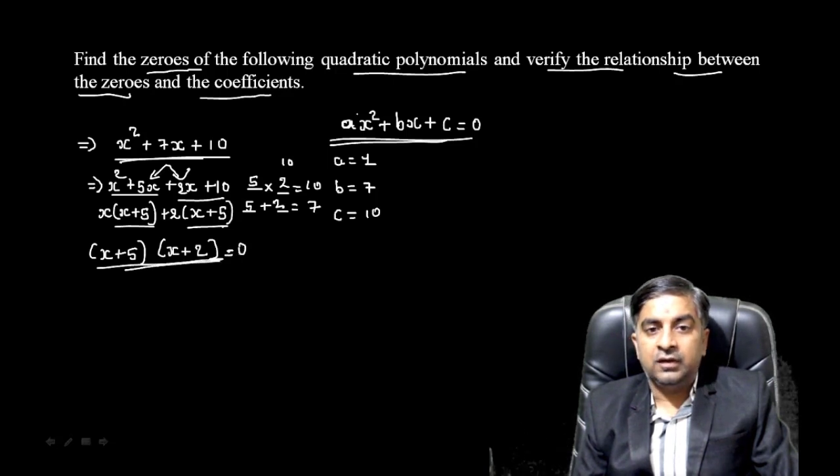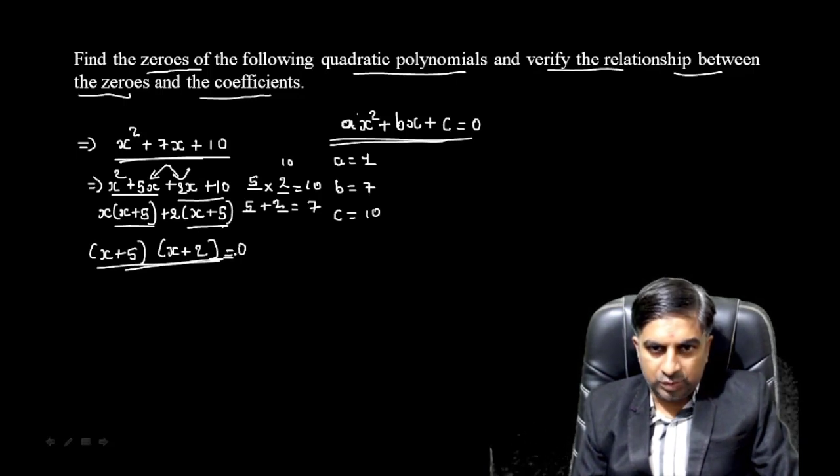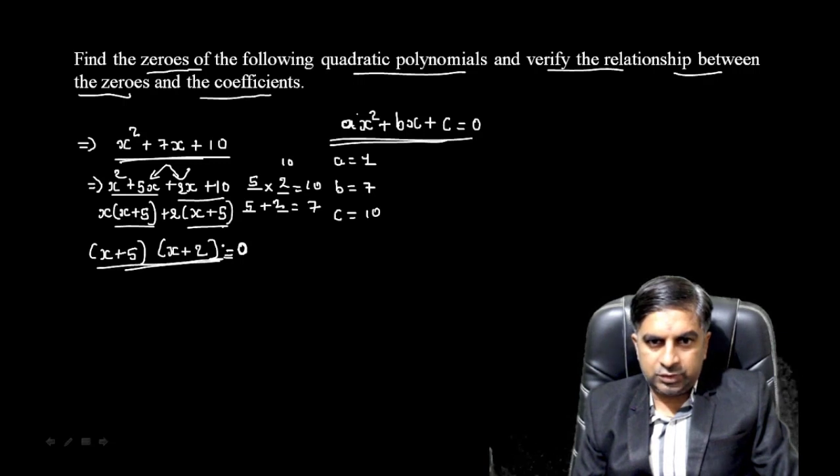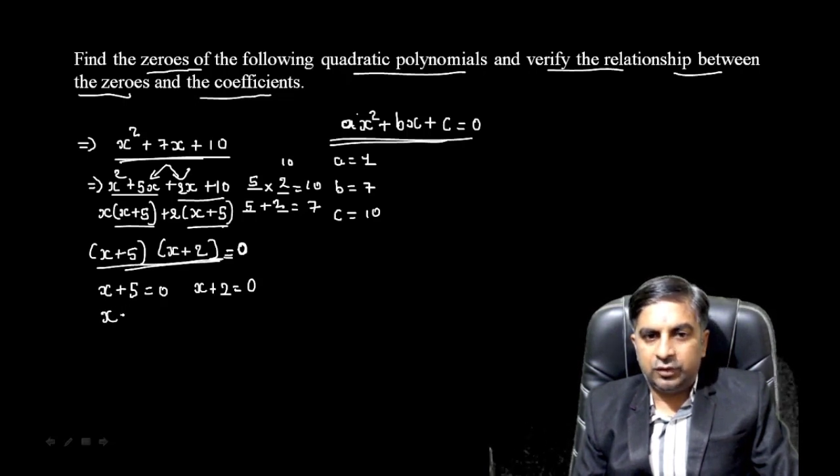From these factors we are going to find the zeros. How can we find zeros? We need to make the expression equal to 0. The product of these two is 0, which means any one of these two terms is 0. So I can write x plus 5 equals 0 or x plus 2 equals 0. These are linear polynomials, so we can find the value of x.